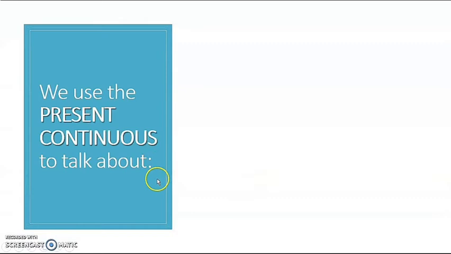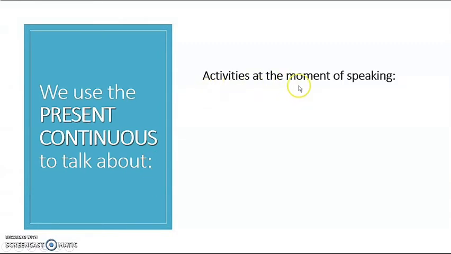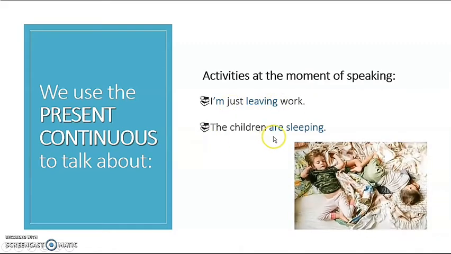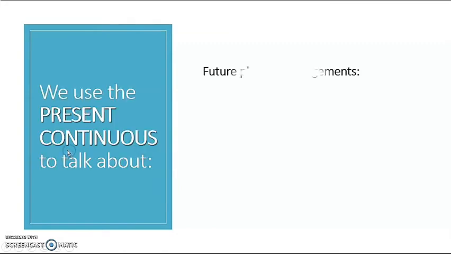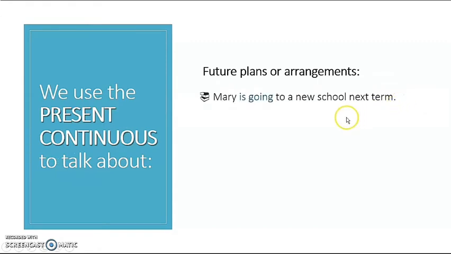We normally use the present continuous to talk about activities at the moment of speaking. For instance, I'm just leaving work. The children are sleeping. We can also use the present continuous to talk about future plans or arrangements. Mary is going to a new school next term.